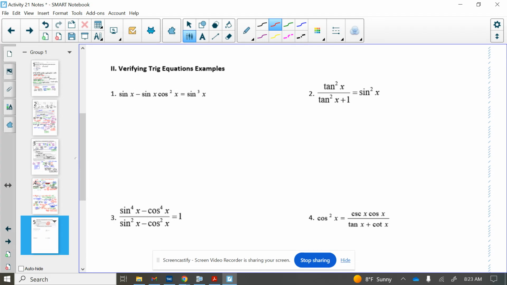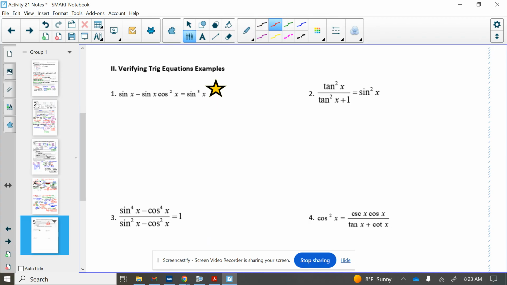Now, usually when we verify, like we do right now with step one, we want to manipulate the harder side, the one that looks a little more complicated, into the other side to make it the goal. Sometimes you can manipulate both sides, but usually it's easier to work with the more complicated side. So in this first example, sine cubed x is our goal answer. We're not going to manipulate anything on the right. We're only going to manipulate the left-hand side.